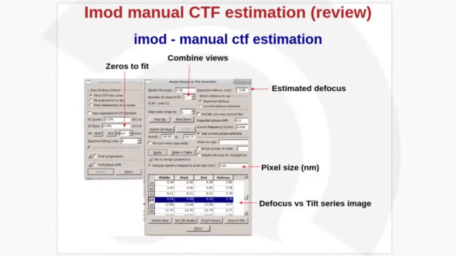so we can see the CTF better, and you can estimate different zeros. So from the low angles, you may see 4 zeros, but in the high tilts, sometimes not. So it may help you also to play with the number of zeros that you can see.